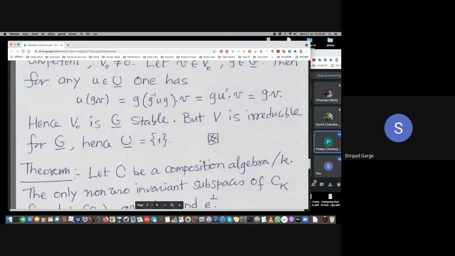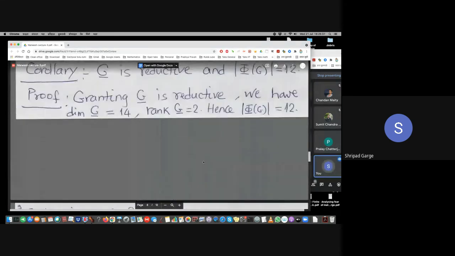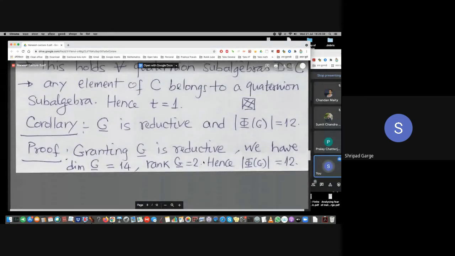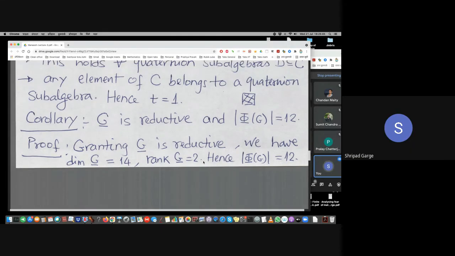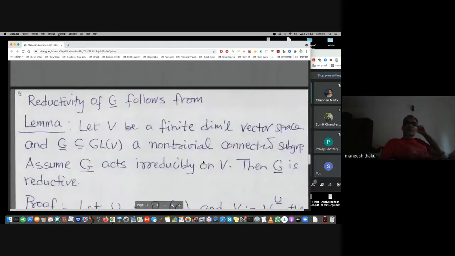Fantastic. So actually, just from this computation itself, that it's a two-dimensional root system with 12 roots, it must be a group of type G2. Correct.